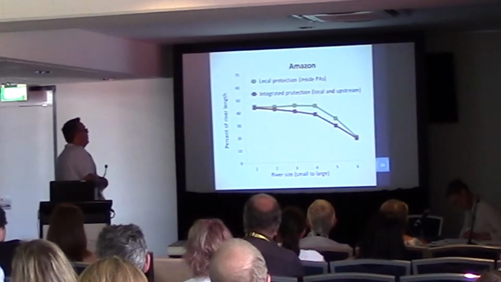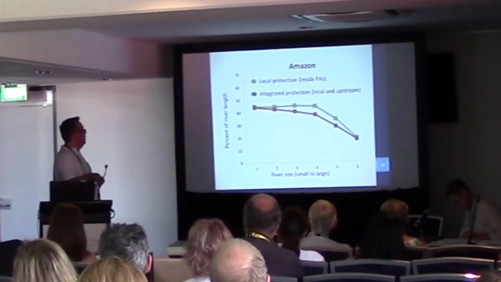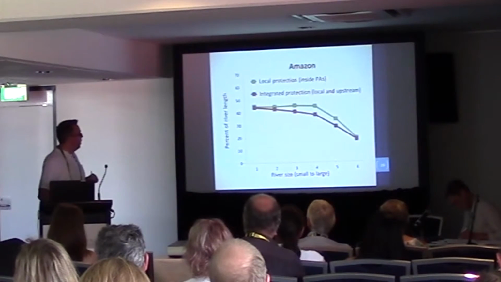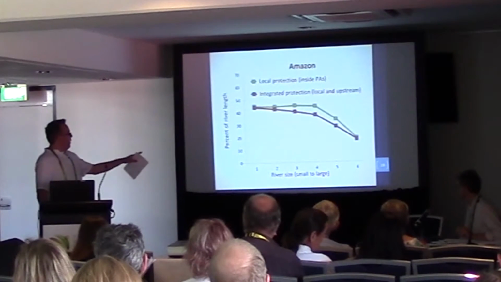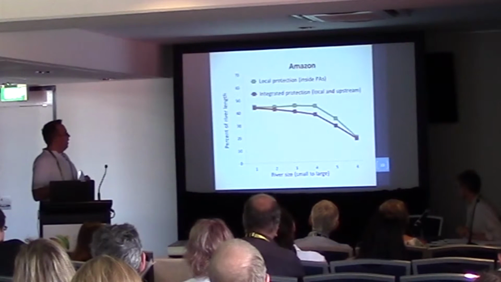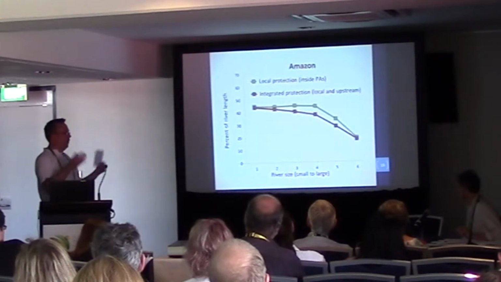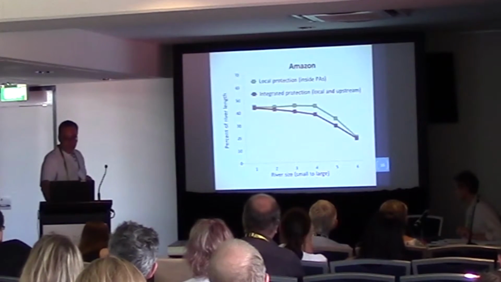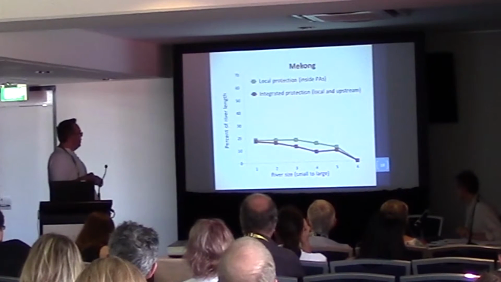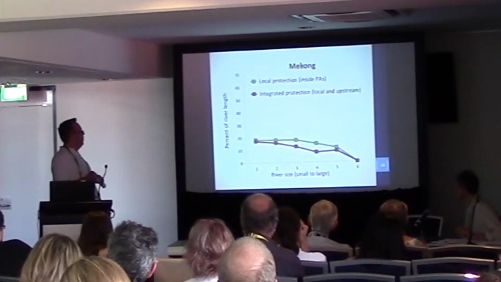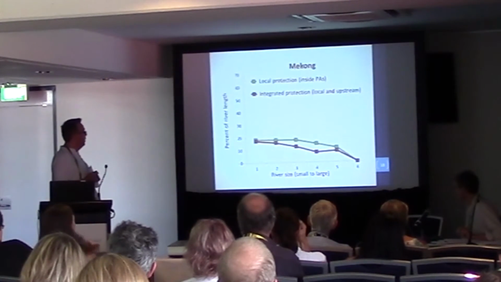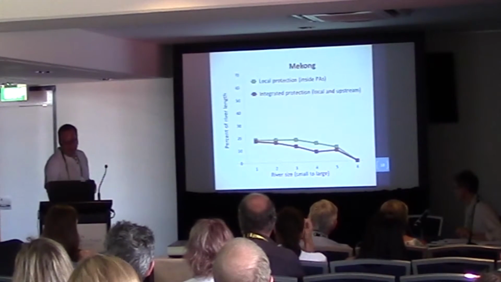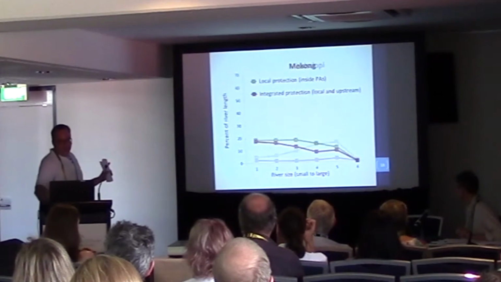As I said, the Amazon has a very, very high local protection and also reasonably high integrated protection, although larger rivers have larger segments in the main stem, the lowland have less of a protection ratio. The Mekong, interestingly, has a fair bit of local protection and integrated protection in the headwaters, and it drops quite steeply. But the one that I'd really like to show you is the Mississippi.